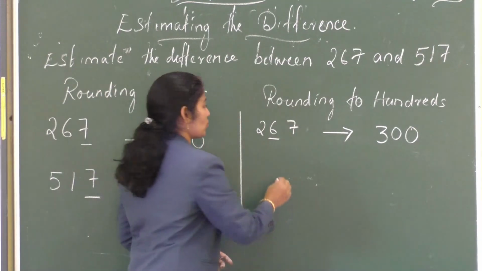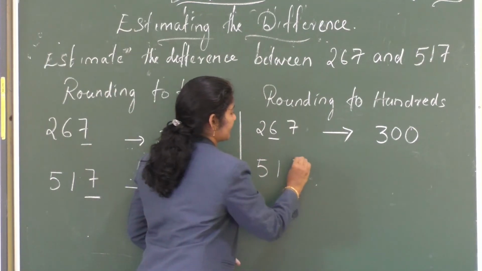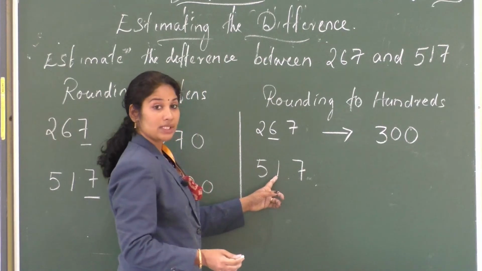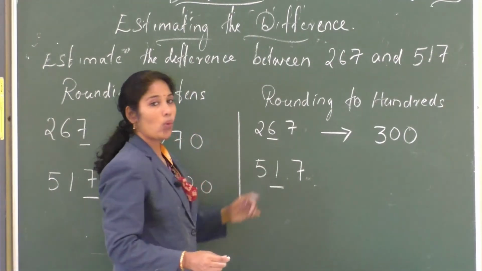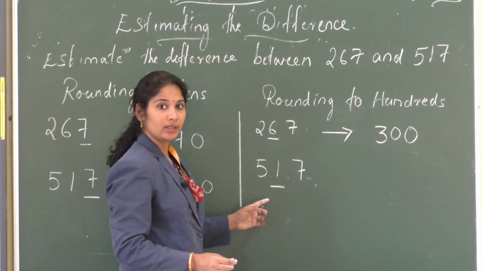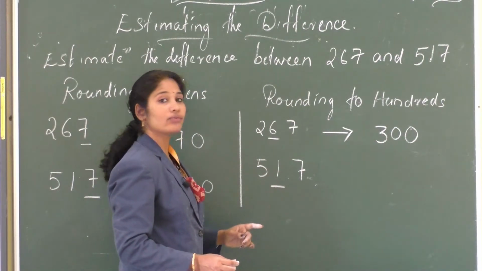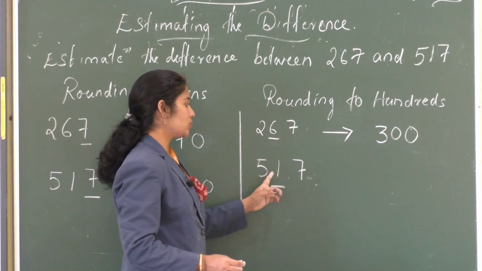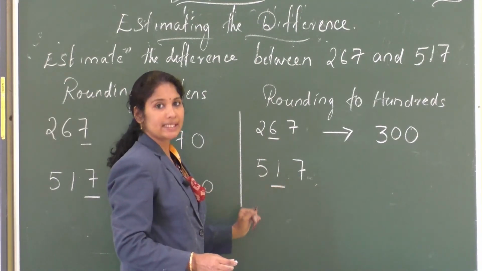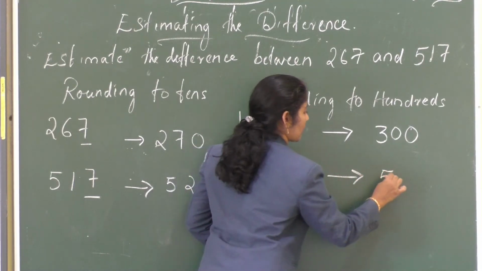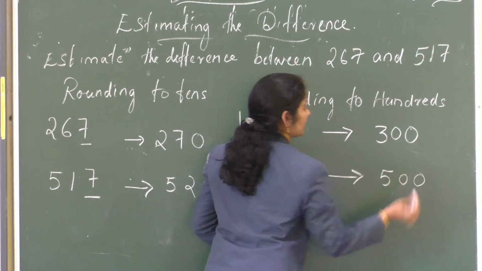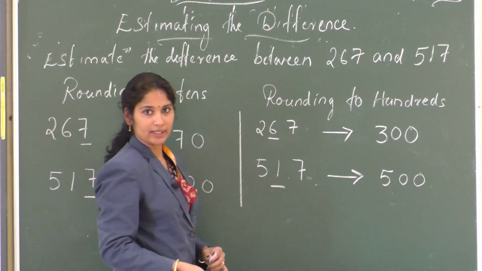Next number 570. We have to check the tens place. In the tens place we have 1. Is it greater than 5? No, it is less than 5. So we have to round down the number to the nearest hundred. So 517 rounds down to the nearest hundred, 500.